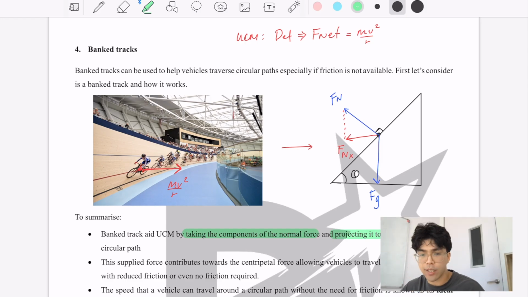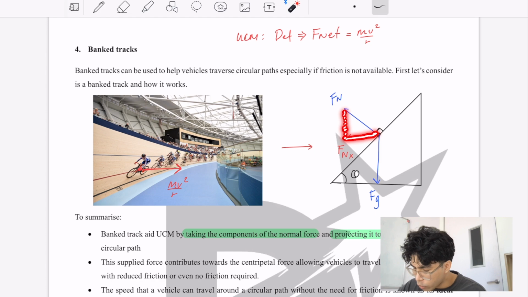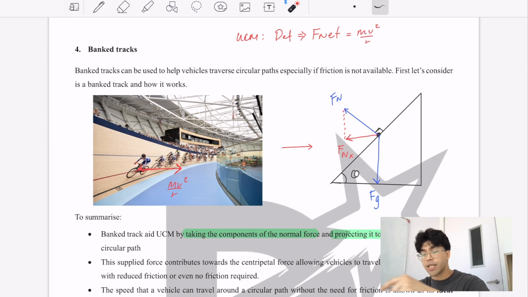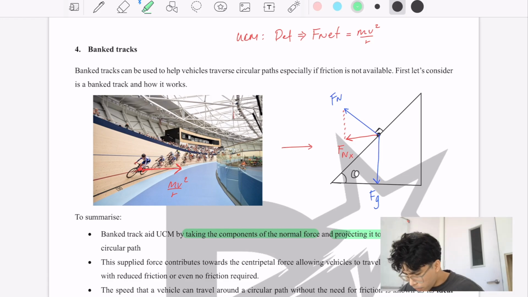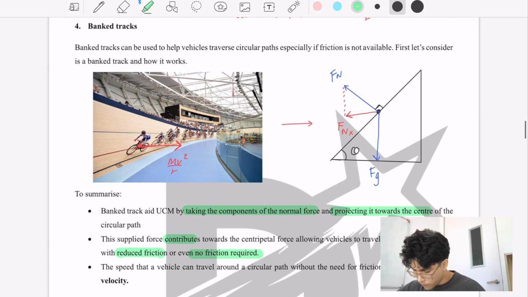So to summarize, banked tracks aid uniform circular motion by taking components of the normal force and projecting it towards the center of the circular path. What does that mean? It means that this x component of the normal force here is pointing in the direction of the centripetal force, hence it provides the centripetal force. Okay? So this applied force contributes towards the centripetal force, allowing vehicles to turn around a circular path without the need of friction or with reduced friction. We'll talk about that later on.